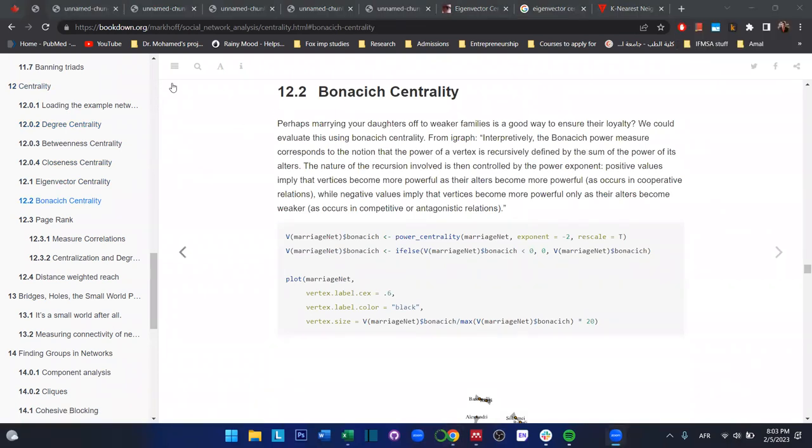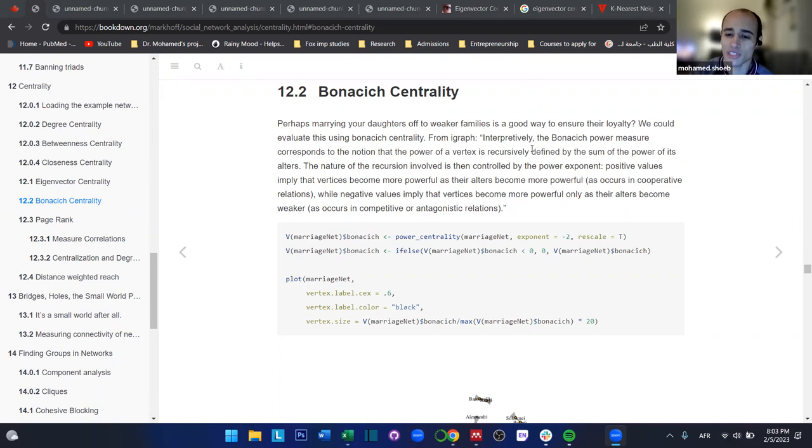Is it a good way to ensure reliability? Yeah, because you would have more power. So for example, if the two families have the same power, then if one's daughter and the other's son got married, they still have the same power, yeah? So there may be some tension and they might not be very loyal because they think that they have the same power. But if you got your daughter married to a family that is weaker than you, then you are sure that the guy, her husband, would stay loyal to her because he benefits more from this relation by being her husband.